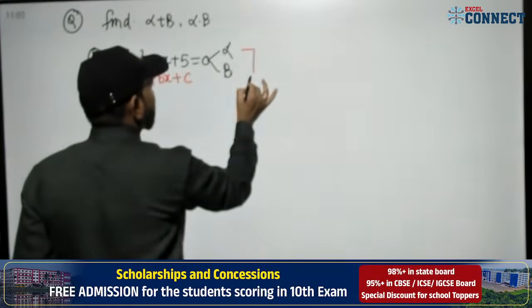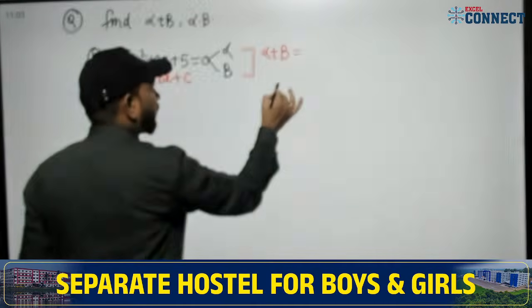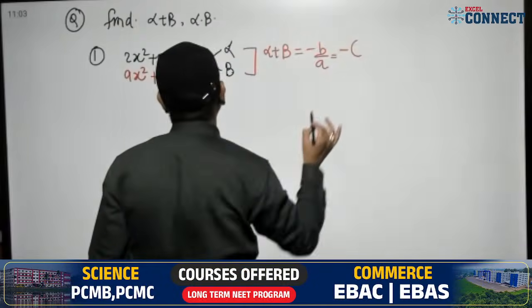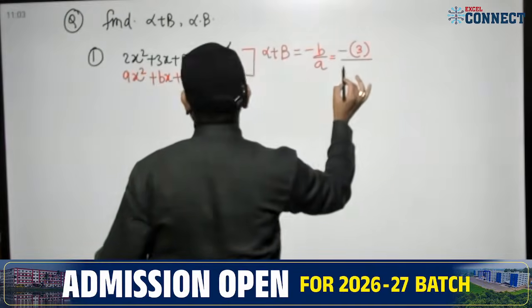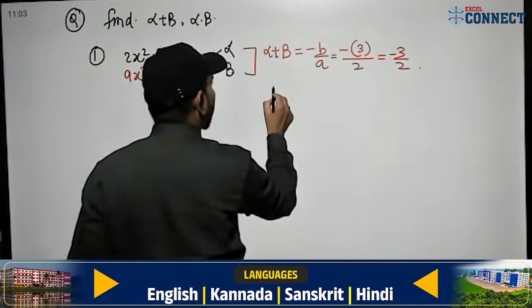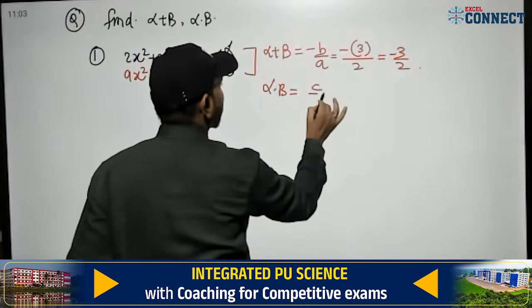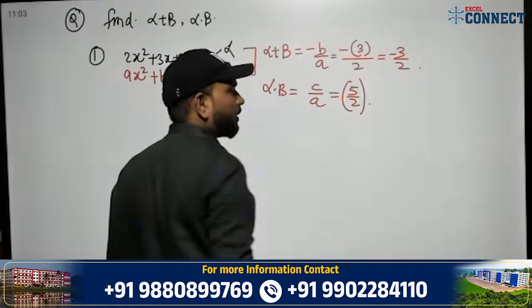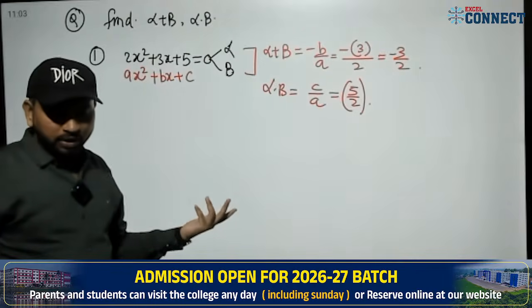You know what alpha plus beta is? Alpha plus beta is equal to minus b by a. B is 3 and a is 2, so you can say minus 3 by 2. And alpha into beta is equal to c by a, which means 5 by 2. This is alpha into beta. This you studied in the 10th class already, not a big deal.